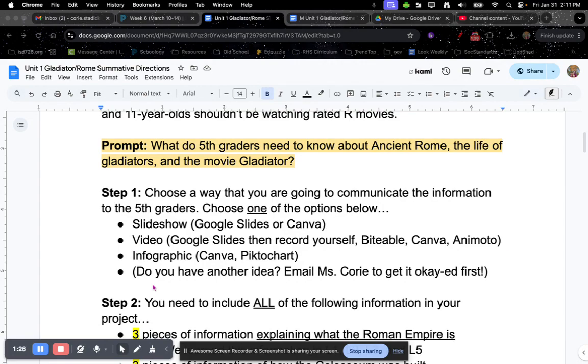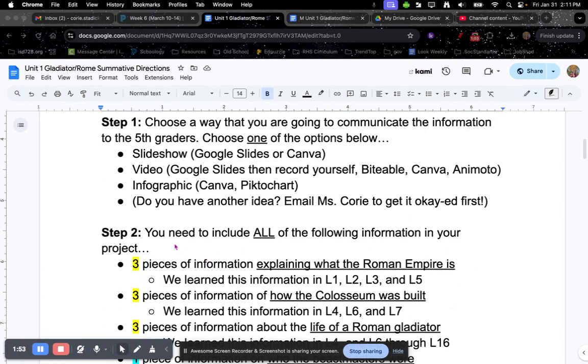I don't know. There's also, you could do an infographic. So an infographic is typically kind of like a poster, like a big poster with lots of information on it. For the infographic, I suggest using Canva or Piktochart. Those are the two websites that I know how to use for infographics. And if you have another idea too, that's awesome. Just let me know first to get it okayed and kind of get a concept of what you're talking about.